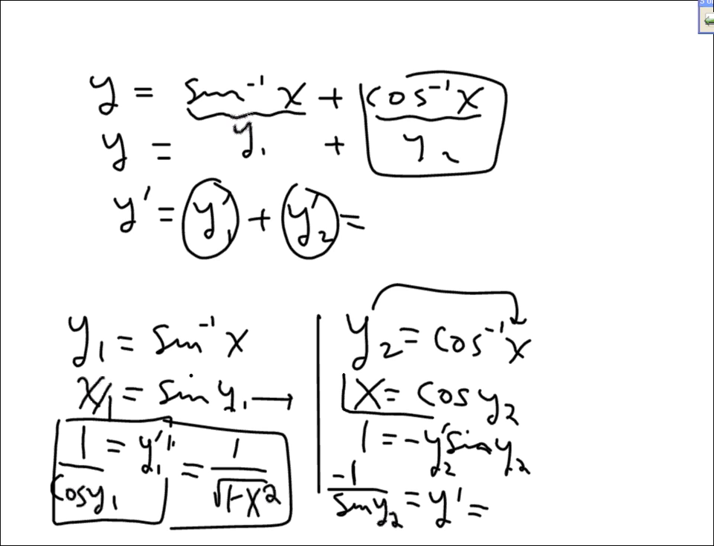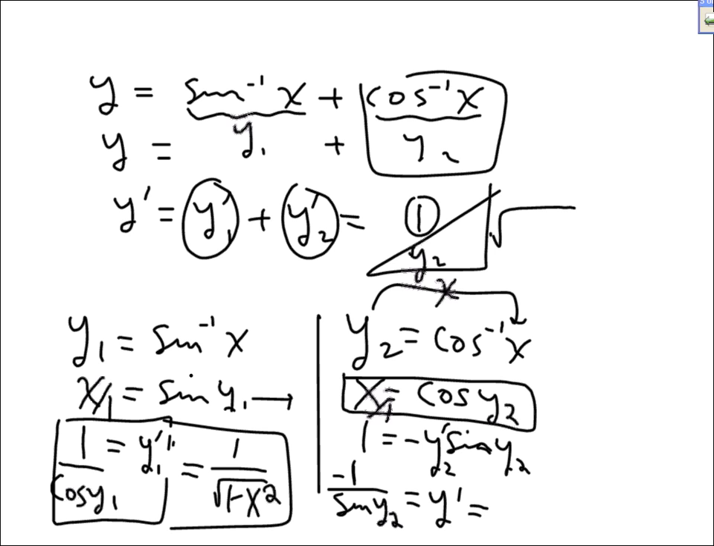And this equation right here will do it, because it generates a triangle where the angle is y2. The cosine of the angle is x over 1, adjacent over hypotenuse. The other leg is this squared minus that squared. So we get negative 1 over the sine of y2, which is opposite divided by hypotenuse. Dividing by 1 doesn't do anything. It's just the opposite that we get.